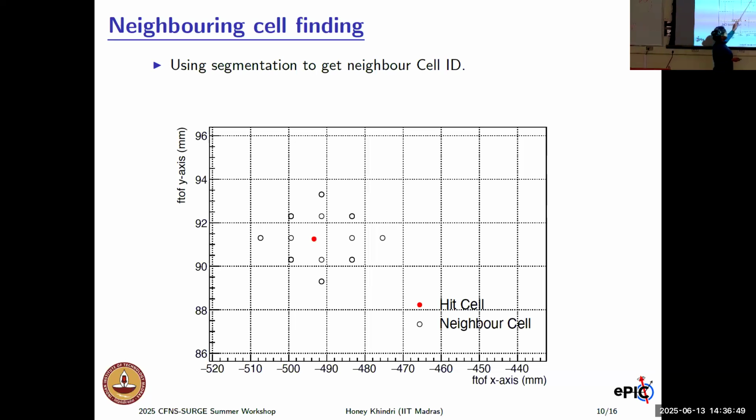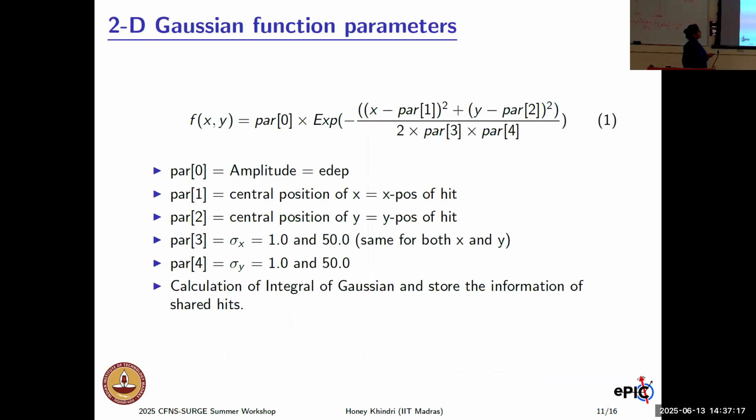Then I'm using the segmentation function that is also there in DD4hep to get the number of neighboring cells of the hit cell. In this plot, the x-axis is the forward time of flight dimension in millimeters, and the y-axis is the y coordinate of the time of flight detector. This is one hit, the red dot, and these circles are the neighboring cells for that particular hit. Once I know the neighboring cells and their dimensions, like where they are and how far they are from the central hit cell, I will implement a 2D Gaussian.